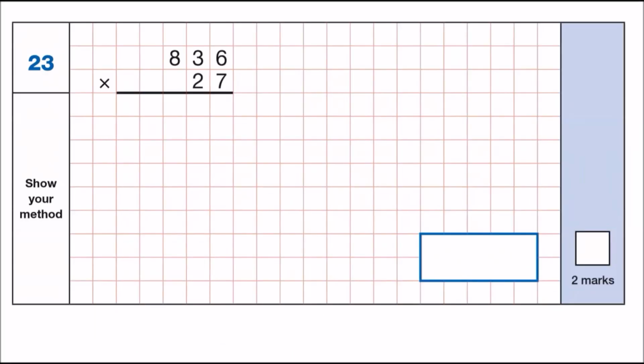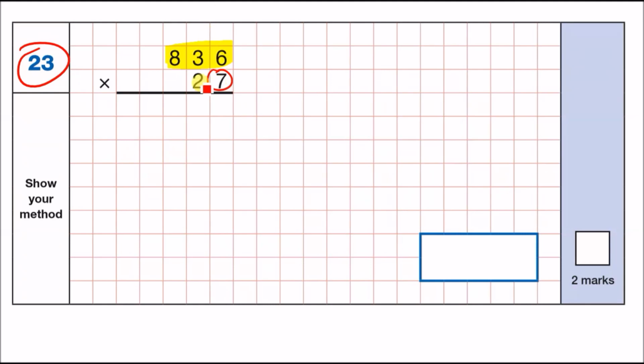That's it. Alright guys, number 23. So we have 836 times 27. Now to do this easily, we can just go ahead and use the column method as they provide. What we do is we only focus on one of these digits, either 2 or 7 first. For now, we're going to focus on the 7. And we're going to multiply all of these digits by 7.